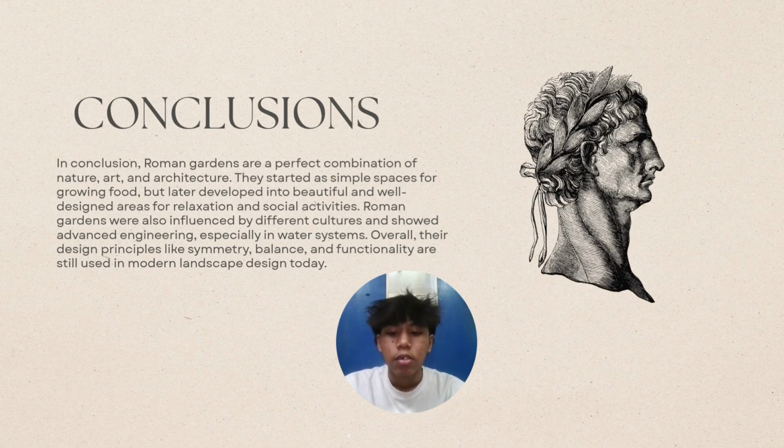In conclusion, Roman gardens are a perfect combination of nature, art, and architecture. They started as simple spaces for growing food, but later developed into beautiful and well-designed areas for relaxation and social activities. Roman gardens were also influenced by different cultures and show advanced engineering, especially in the water system. Overall, their design principles like symmetry, balance, and functionality are still used in modern landscape design today.